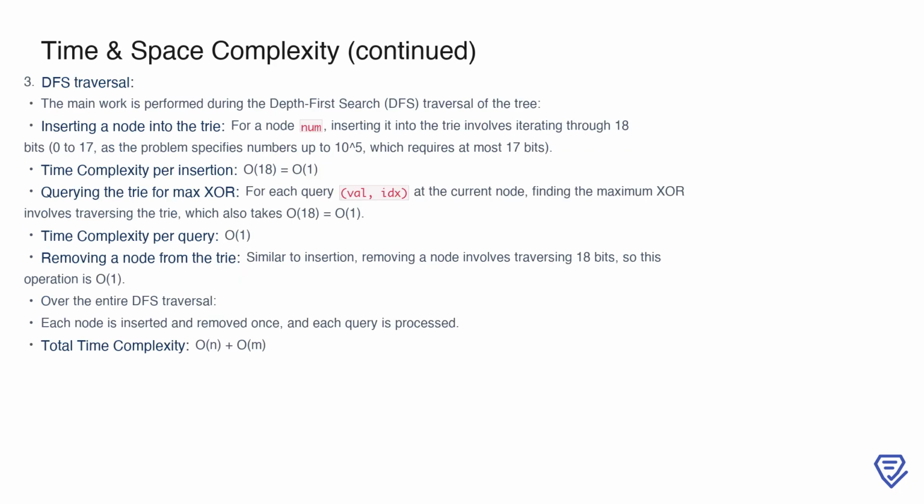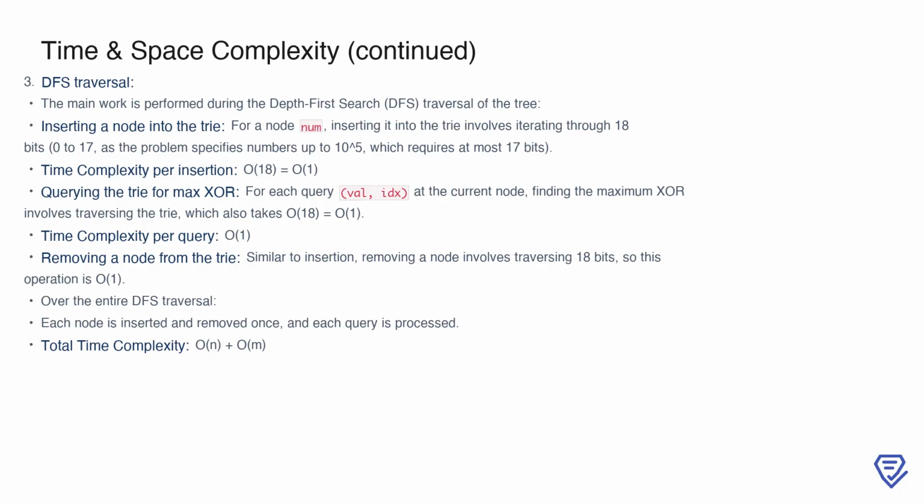The next part of the time complexity analysis involves the depth-first search, or DFS, traversal of the tree, which handles the bulk of the computation. For each node number, we insert it into the trie. This insertion process involves traversing 18 bits, because numbers go up to 10 to the power of 5, which can be represented in 17 bits, plus one additional bit. Since this is a fixed number of bits, the time complexity per insertion is O(18), which simplifies to O(1).